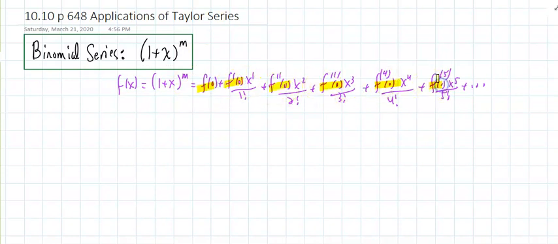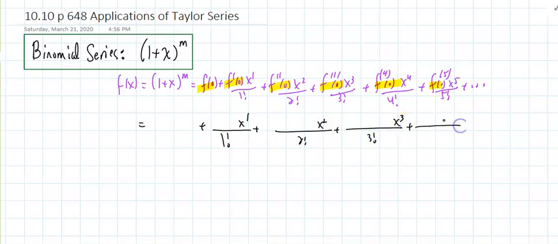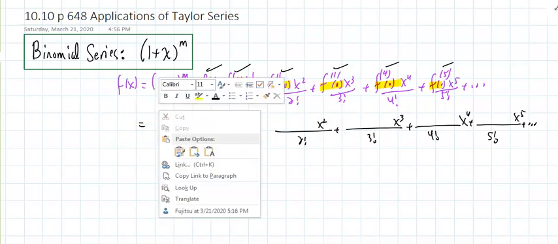So these values are fixed. That is, the x to the 1 over 1 factorial is always going to be there. The x squared over 2 factorial is always going to be there. The x cubed, those are fixed, they're not changing. The only thing that's going to change is really the derivative evaluated at 0. So I'm going to go on the side and figure out what this is.